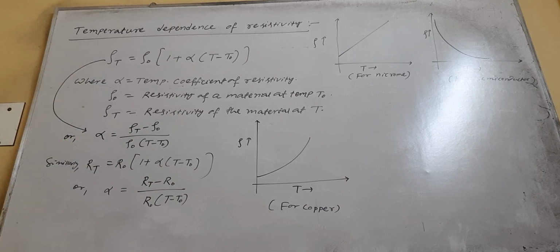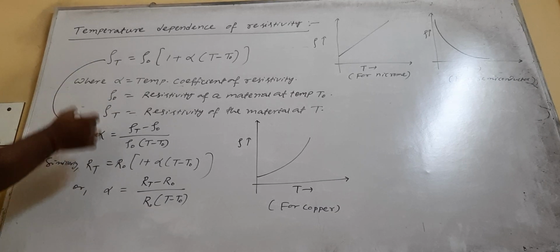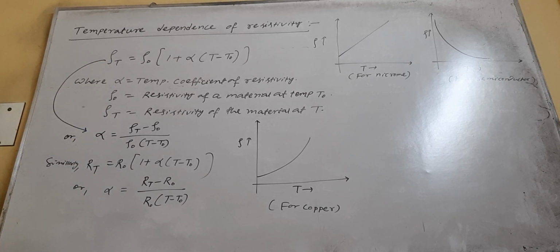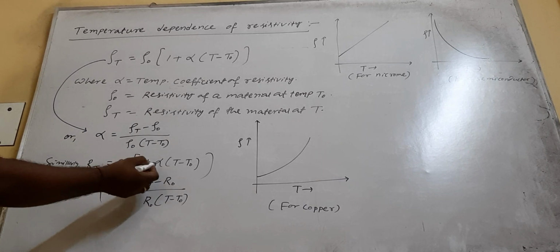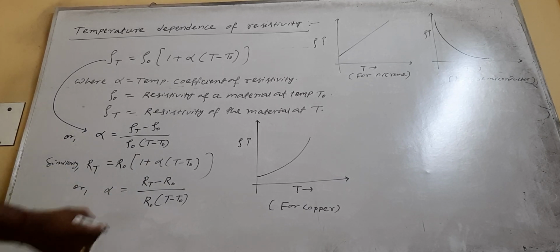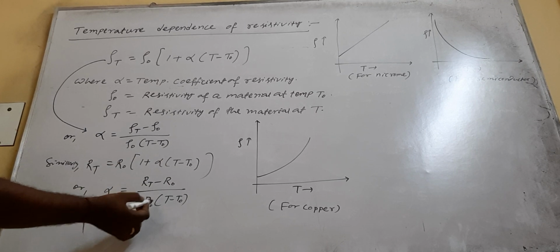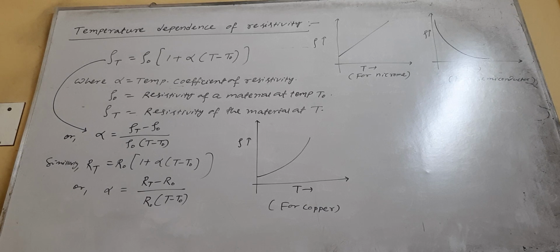Similarly, resistance also depends upon temperature, with a similar formula: in place of rho you can write R. RT is equal to R0 whole into 1 plus alpha (T minus T0). Similarly, alpha is equal to (RT minus R0) by R0 into (T minus T0). So this alpha is called the temperature coefficient of resistance.